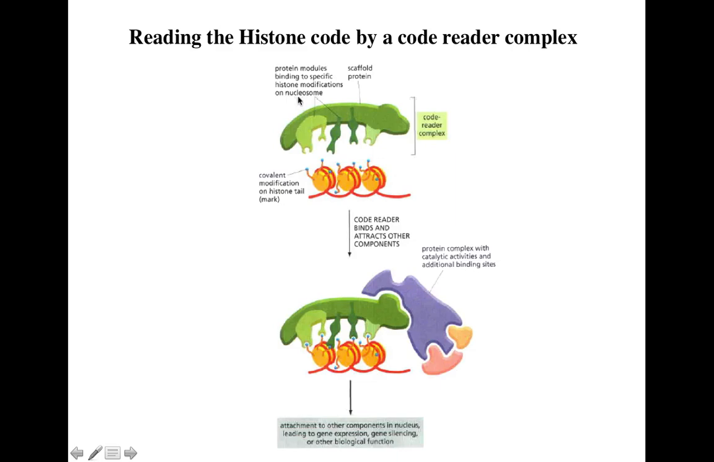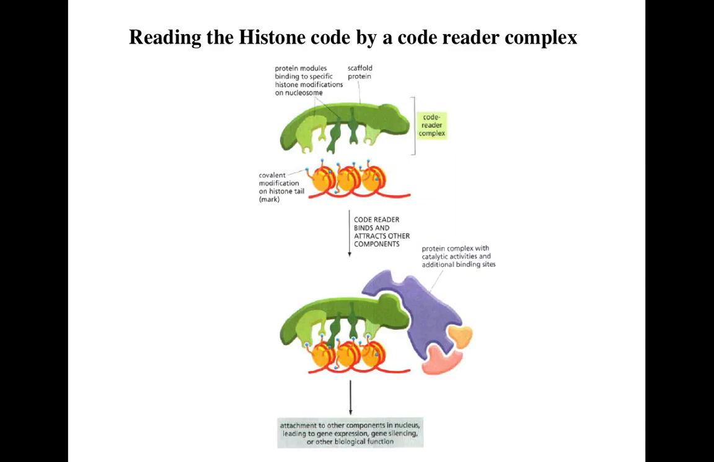When this reader complex, which consists of a scaffold protein and some smaller proteins, binds to this specific histone code, it can recruit certain other protein complexes. These protein complexes can either have catalytic activities, meaning they can perform certain enzymatic functions, or they can work as multi-docking proteins, which can lead to the binding of certain other proteins. And then these proteins can carry out the job. The attachment of these proteins would lead to the activation of certain genes, or it can also lead to the silencing of the genes or certain other biological functions.